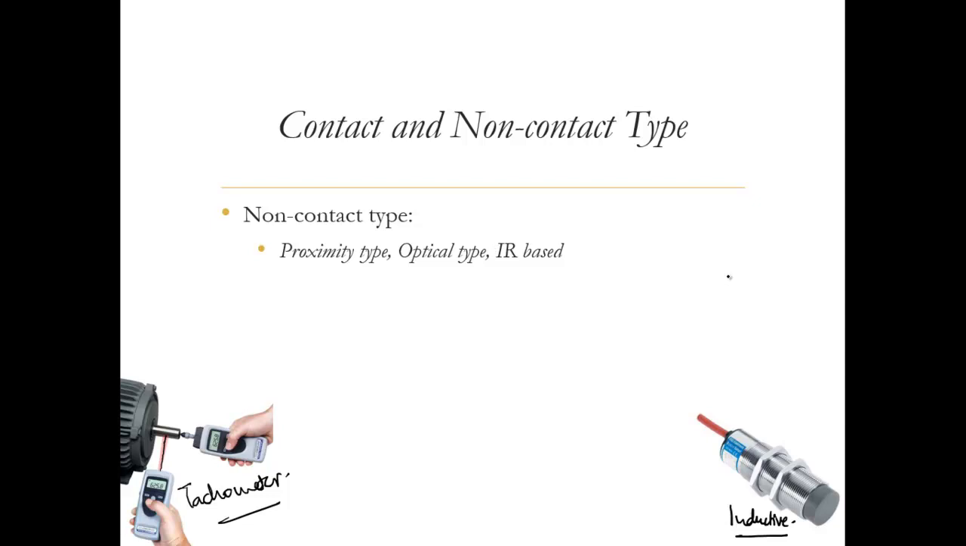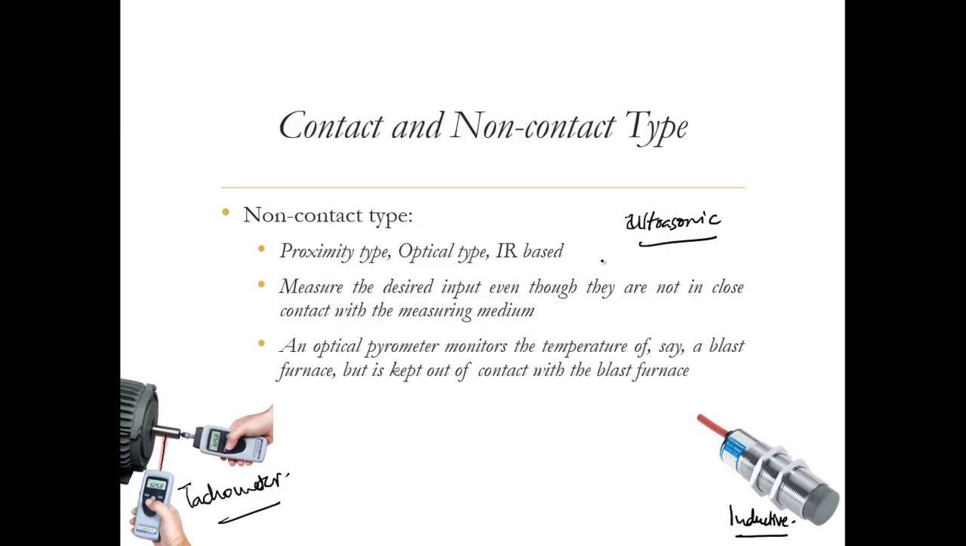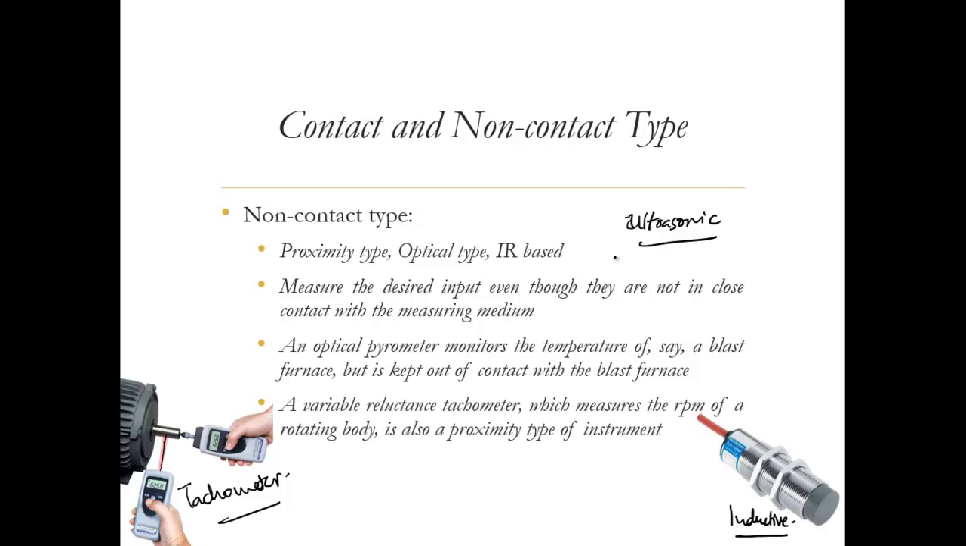Or we have something called ultrasonic sensors. These are also proximity type. They don't come in contact with the object for which we want to measure the distance between the object and the sensor. So they measure the desired input even though they are not in close contact with the measuring medium. Another example is an optical pyrometer, which monitors the temperature of the blast furnace, and hence it is kept out of contact with the furnace. Another example, variable reluctance tachometer, which measures the RPM of a rotating body. It's again similar to what I have just shown you on the left side.